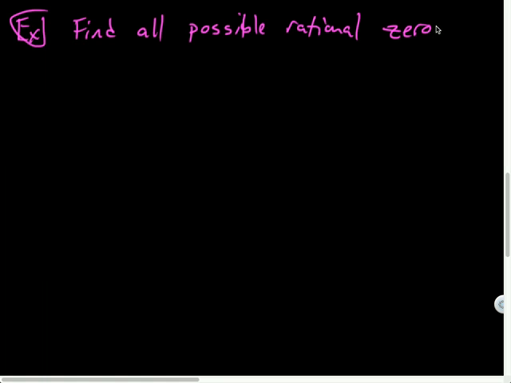Rational zeros. All right. So let's say I've got this function. I don't know, I'll call it f of x. Why not? And it's equal to x cubed minus 5x squared minus 22x plus 56.